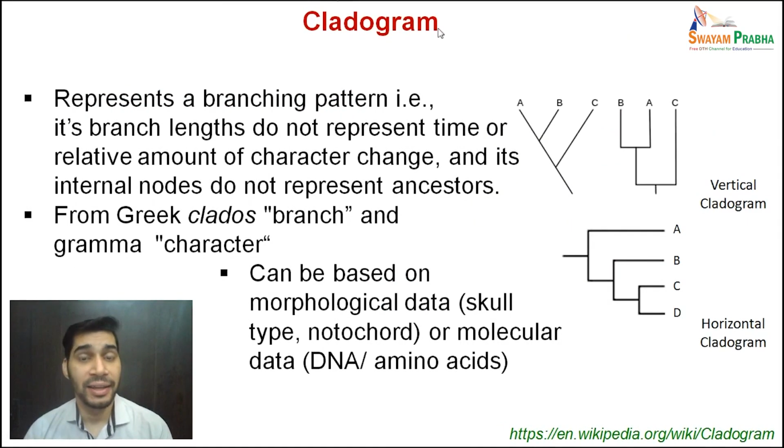Whereas another term is called cladogram. It represents a branching pattern, that is, its branch lengths do not represent time or relative amount of character change, and its internal nodes do not represent ancestors. The word cladogram has originated from the Greek word which means branch, from the word clados, and gramma means the character. It can be based on the morphological data, just like the skulls, the type of skull present, notochord whether it is present or absent, and so on, or the molecular data in terms of DNA or amino acids.